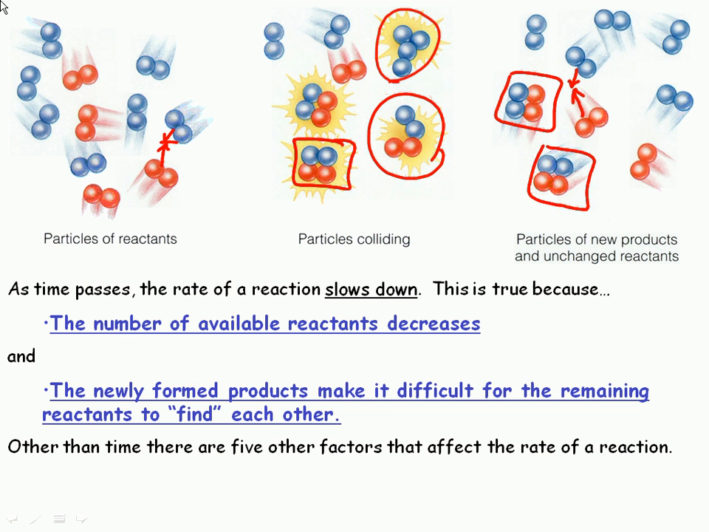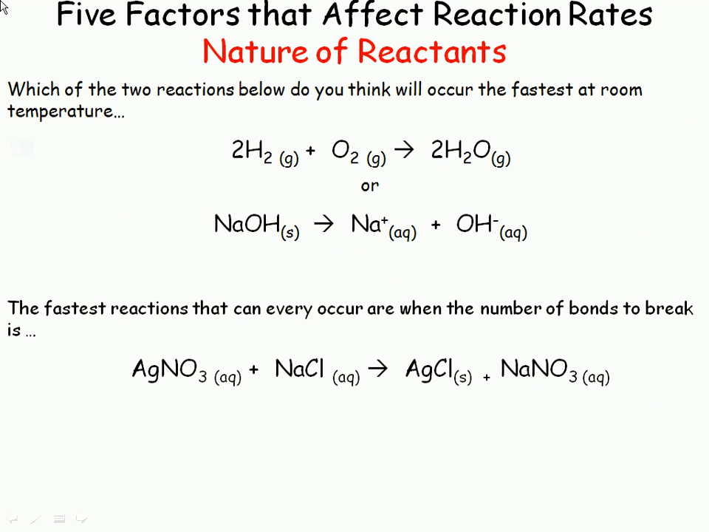So there are 5 other factors that we need to take into consideration other than time that causes a slowdown in a chemical reaction, and these are going to vary. One of them is the very nature of the reactants. If you look at these two chemical reactions here, and I ask you which one do you actually think is going to occur faster at room temperature, what you have to think about is that in order for a chemical reaction to occur, these particles need to collide into each other, and they have to have the right amount of energy and the proper orientation in order for that to occur.